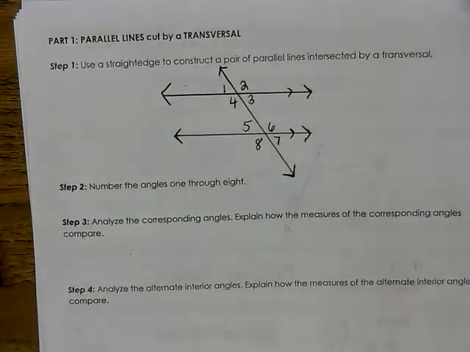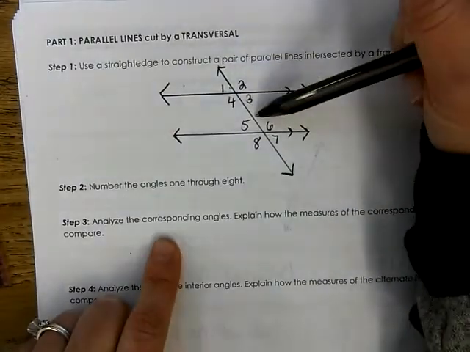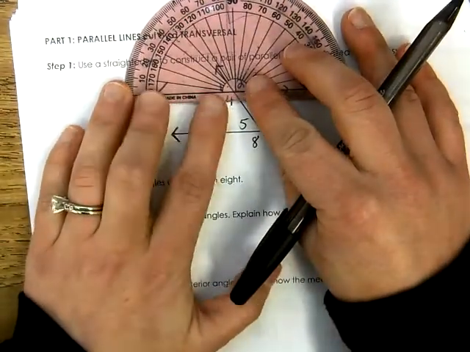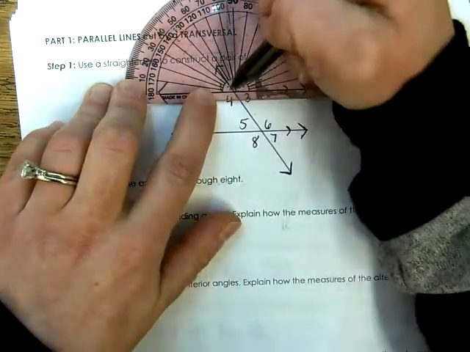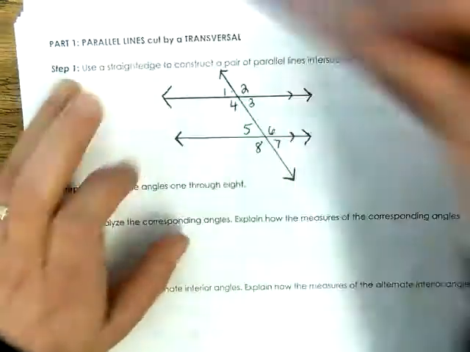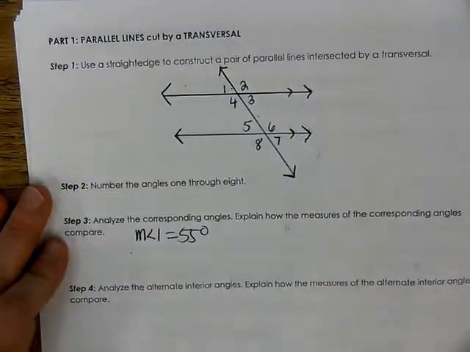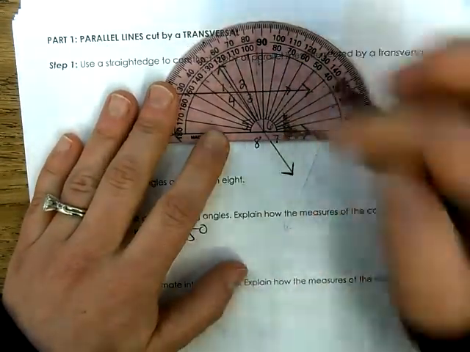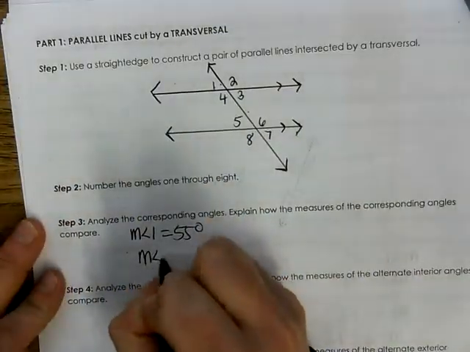And now we're going to analyze our corresponding angles. The corresponding angles that we used last time were angle 1 and angle 5. So let's find their measures. It looks like the measure of angle 1 appears to be about 55 degrees. And the measure of angle 5 also appears to be about 55 degrees.